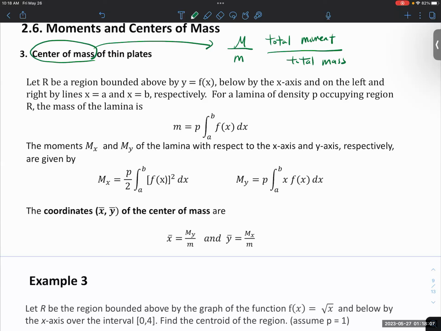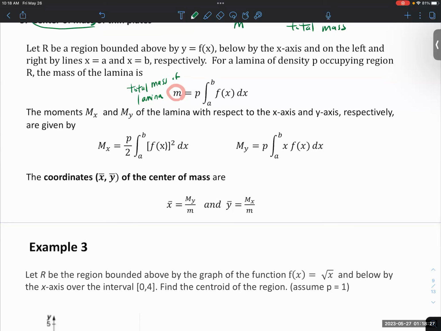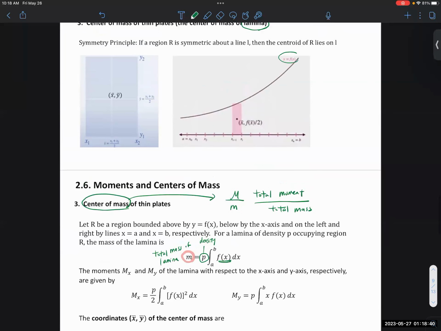It's not just position times the mass. There's a density involved. So in that case, if you want to find the total mass of the lamina shape, you're going to use the integral, and then there's a density. Because that item has a density, P represents density. So you have a density times whatever the given function. Let's say this is the function, and when you rotate it, it's going to create this shape.